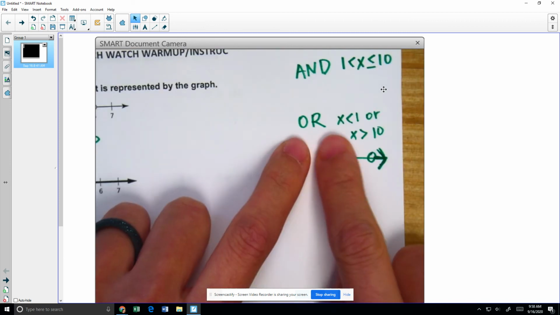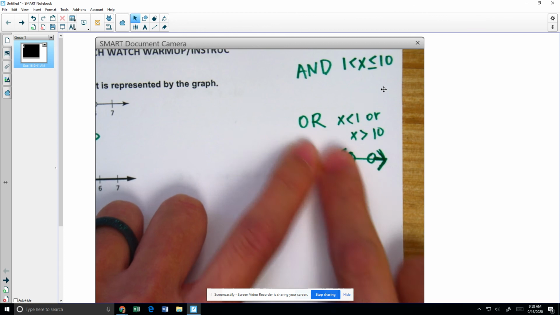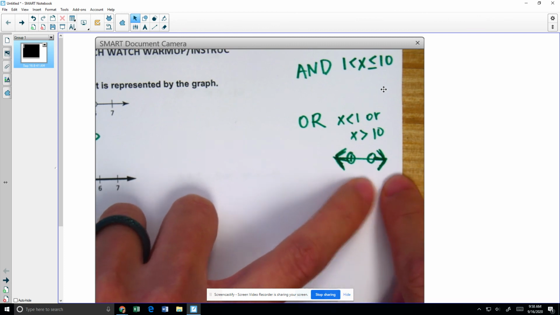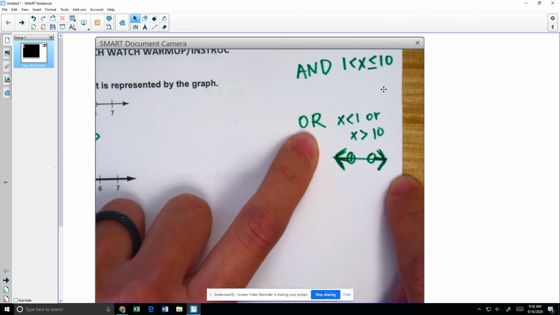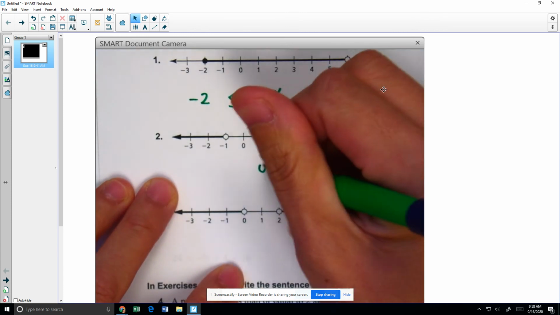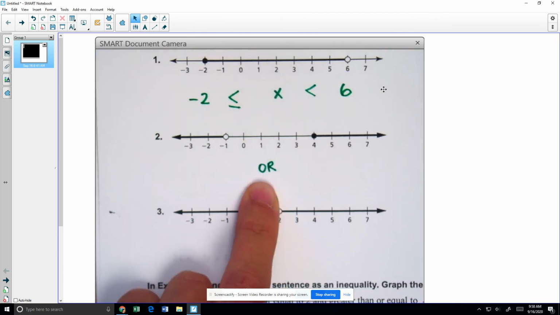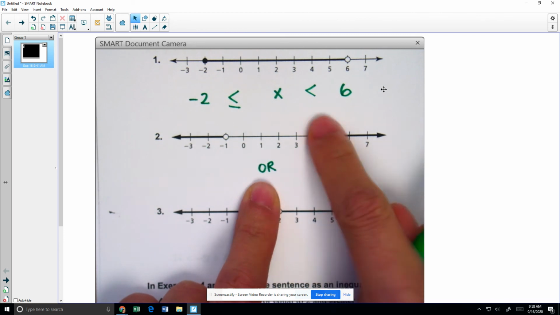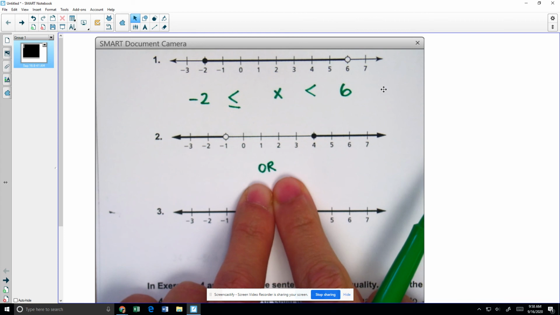Or. So just because you have to know this rule: whenever you have two arrows going in different directions, it has to be an or statement. So when I do this, I'm going to write it as an or statement. And for all or statements, I actually have to spell out the word or. Okay, it's not connected anymore. I have to spell out OR.